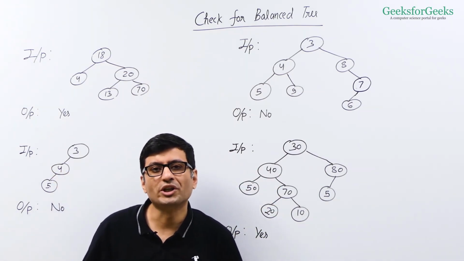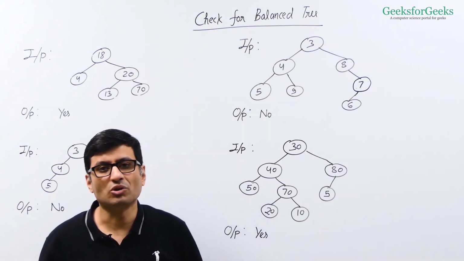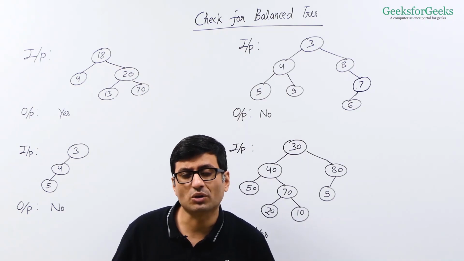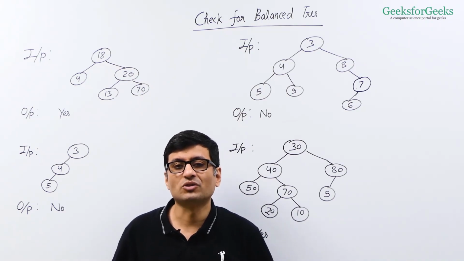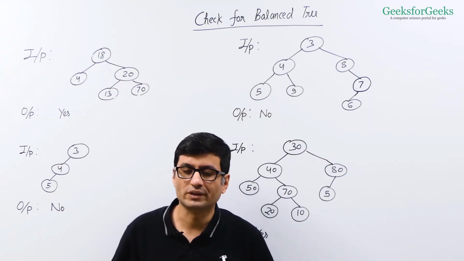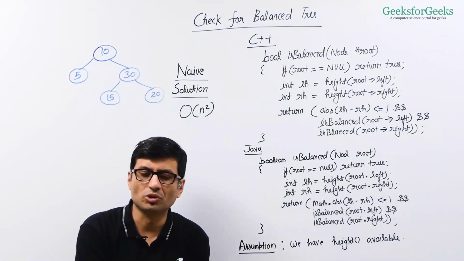Now please pause this video and try to write down a solution for this. We are going to talk about two solutions for this problem. One solution is going to be big O of n square and other solution is going to be big O of n. Let us talk about the naive solution first.